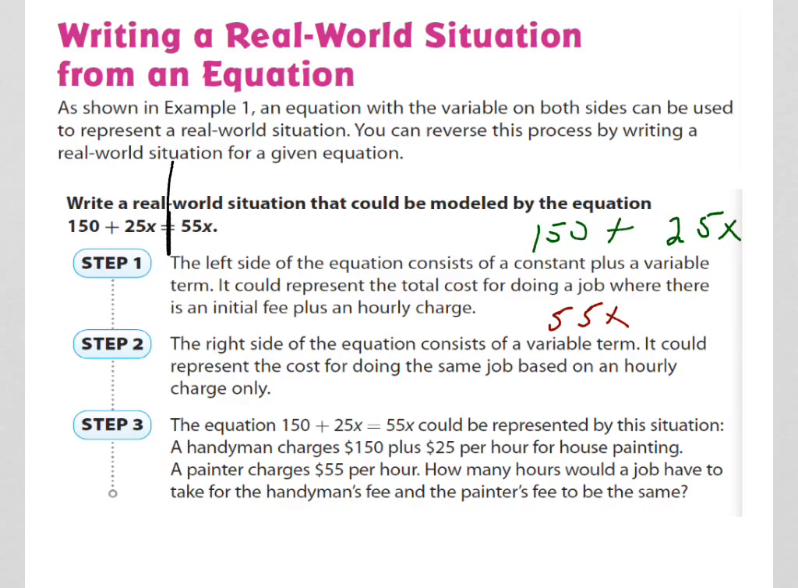Then a painter simply charges $55 an hour. No initial fee, no estimate fee, no consultation fee, just strictly $55 an hour. And what we want to know is how many hours would a job have to take for the handyman's fee and the painter's fee to be the same. So again, looking at an equation and turning that equation into words. Okay.